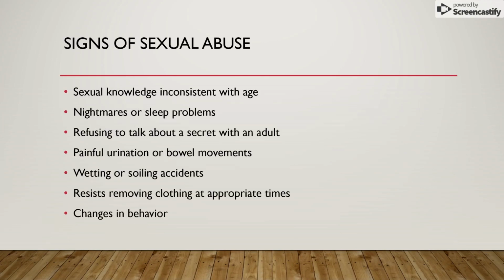Signs of sexual abuse can include sexual knowledge inconsistent with the age of the child, nightmares or sleep problems, refusing to talk about a secret with an adult, painful urination or bowel movements, wetting or soiling accidents, resisting removing clothing at appropriate times, running away, drastic changes in behavior, pregnancy, or venereal disease, especially under the age of 14.